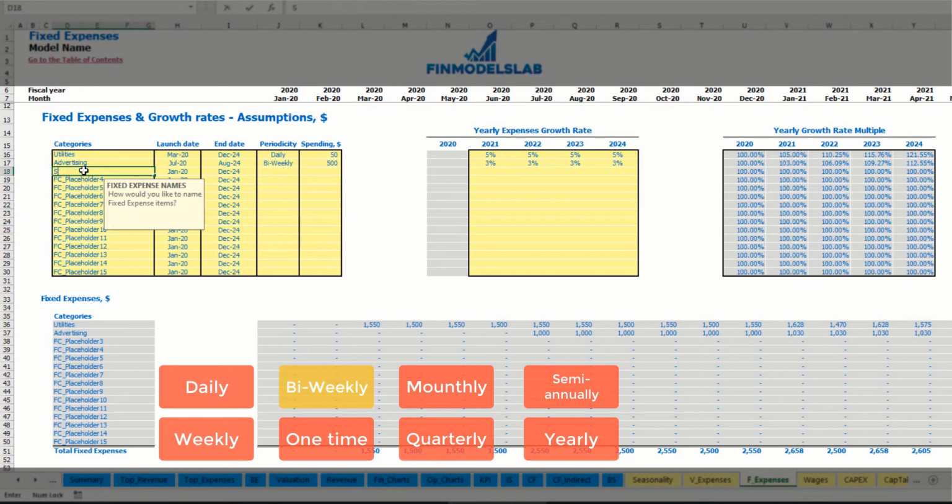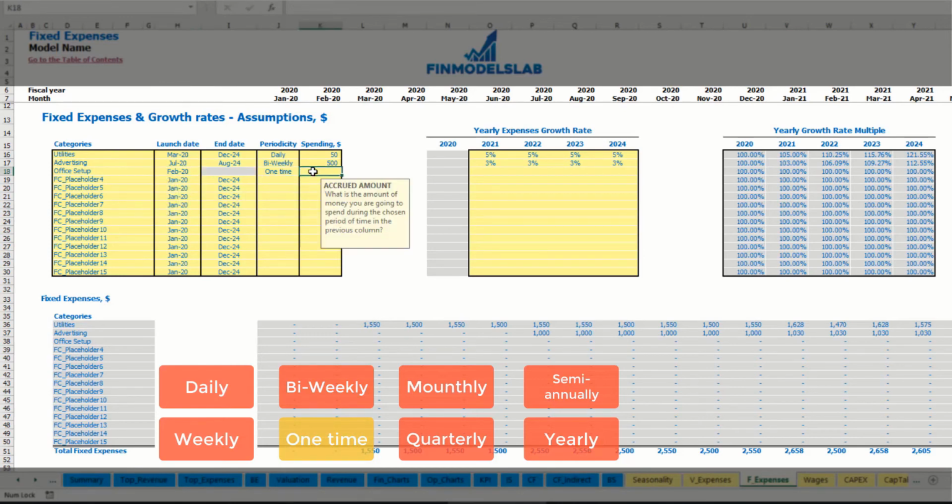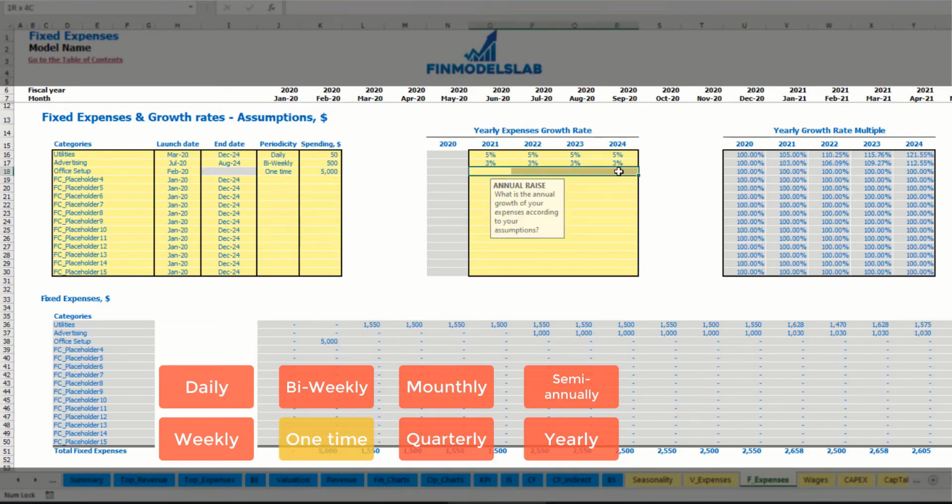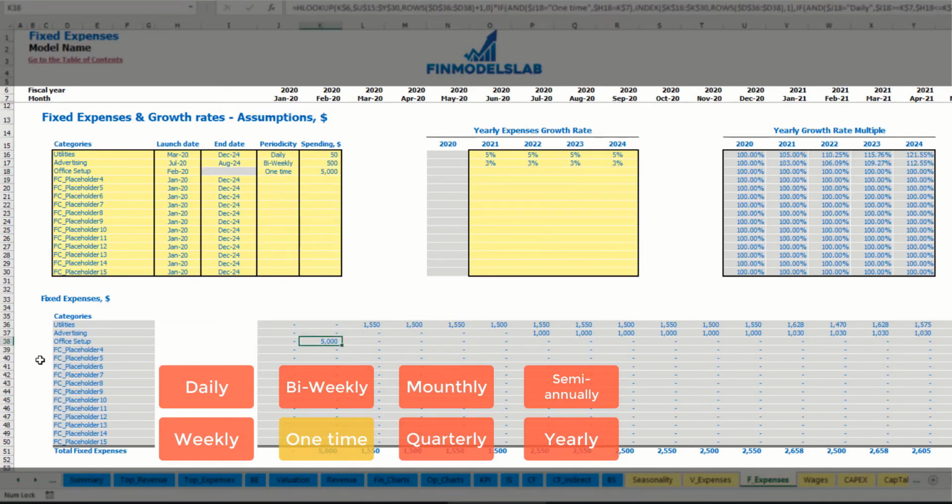Another option, office setup, which can be a one-time payment, which will happen in February 20 with an amount of $5,000. Obviously, you should not input any growth rates because this is just a one-time fee, and you may see that office setup will happen in February 20 with this amount.